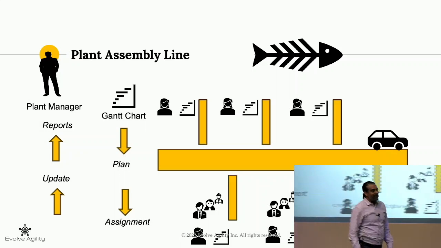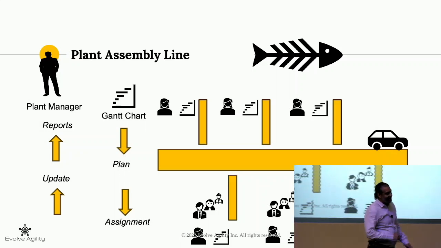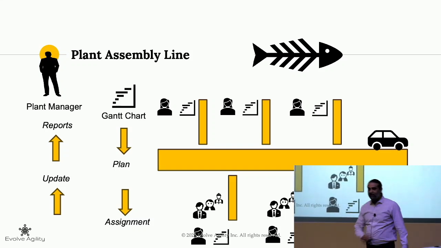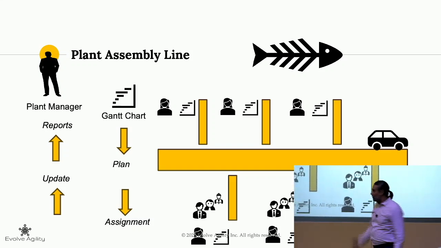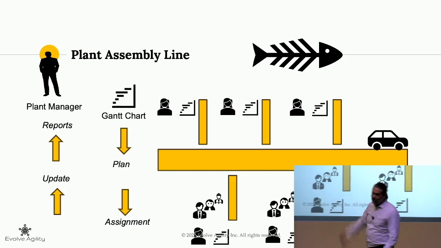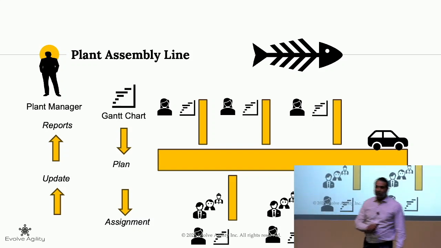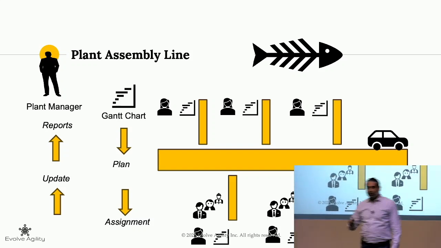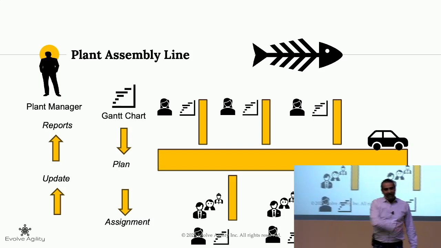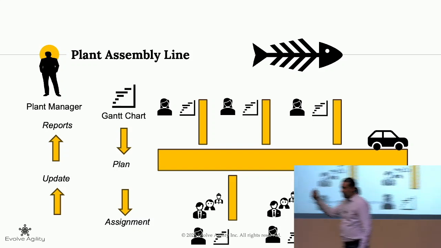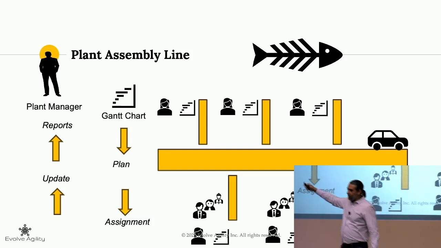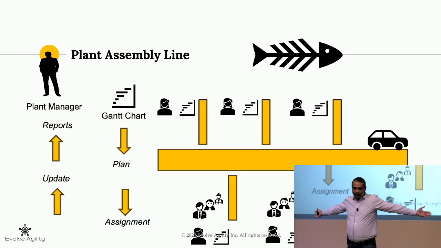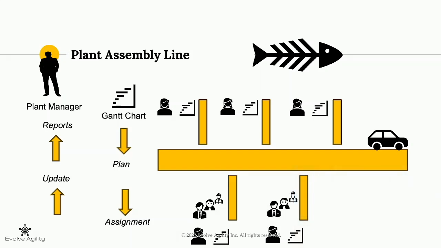On the plant assembly line, when I now have to produce a car, I have a plant manager who has an assembly line, who works with the line manager, who works with the shop manager in order to produce the final car. Notice what is constant as you scale up from a single shop all the way to the whole assembly line. The Gantt chart.